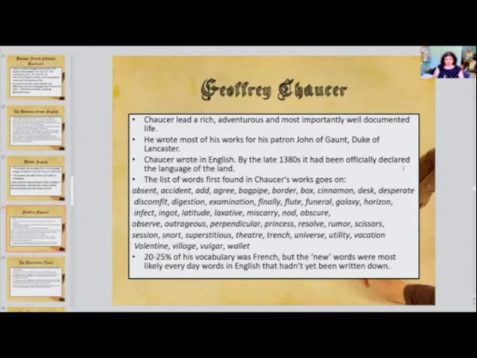He had a patron named John of Gaunt, who was the Duke of Lancaster. He was one of the sons of the king in power at the time. And Chaucer wrote in English, most likely because he wanted his works to be accessible. It was the language of the land, even though a lot of the gentry did still speak French at court. Most people spoke English as well, and he would have written them with the intent that they would be read out loud.